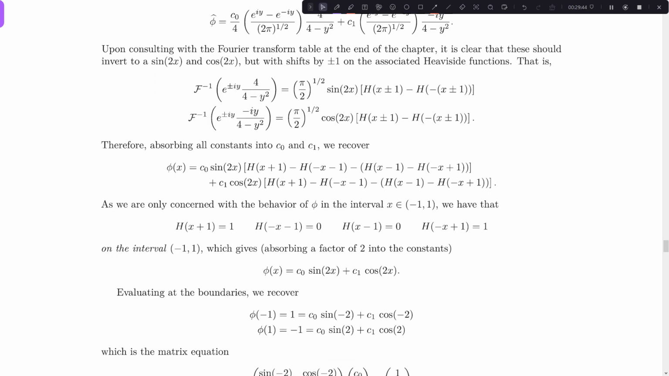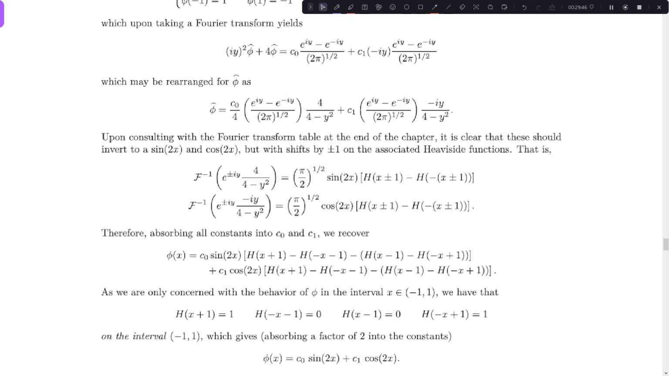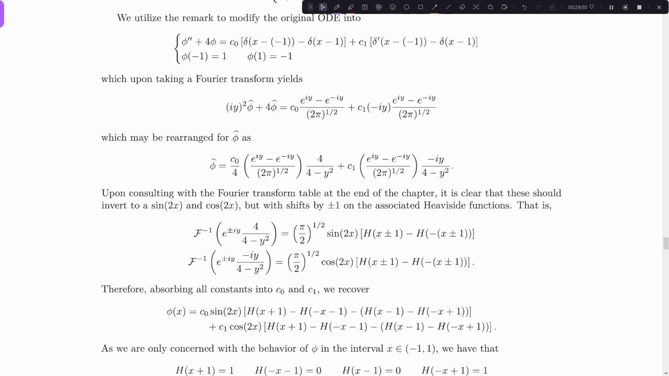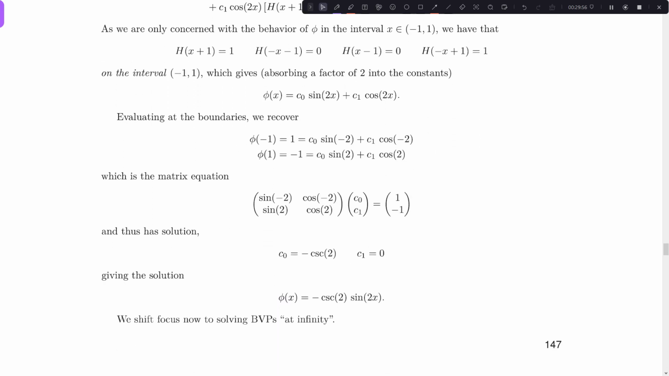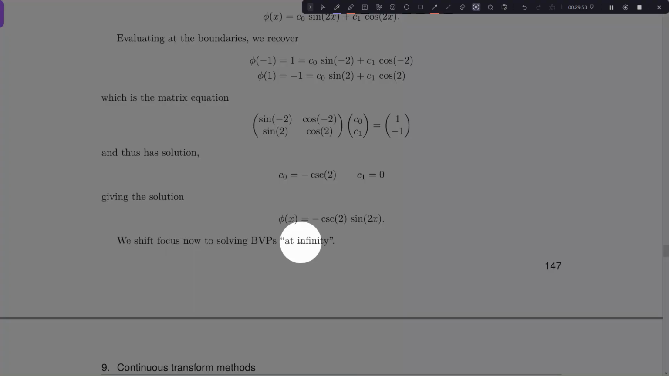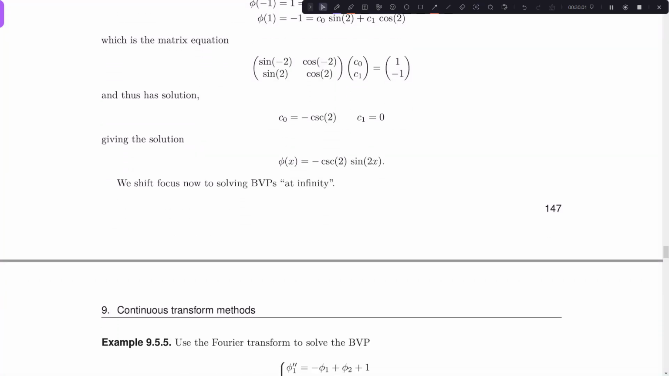So that's why we got the sine and cosine, and then we just use C1 and C2 to fit our boundary conditions, right? -1 and 1. So upon fitting the boundary conditions, we get negative cosecant 2 sine 2x. Okay, now we're going to shift our focus to BVPs at infinity, because these are also important.